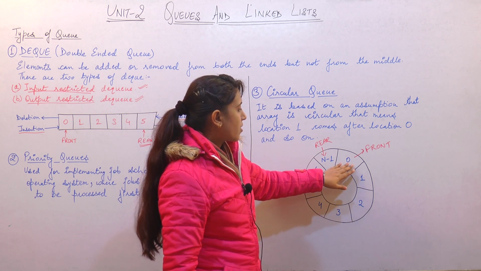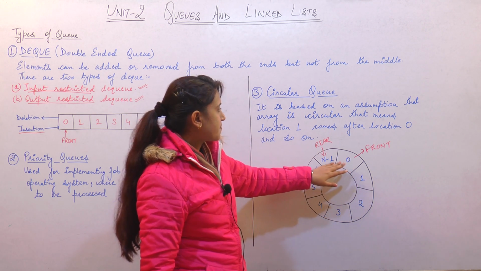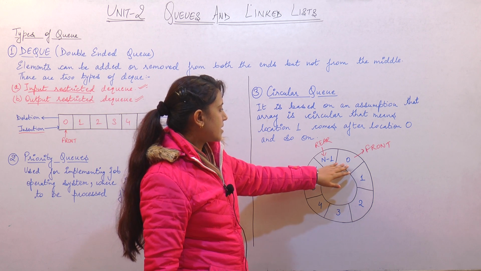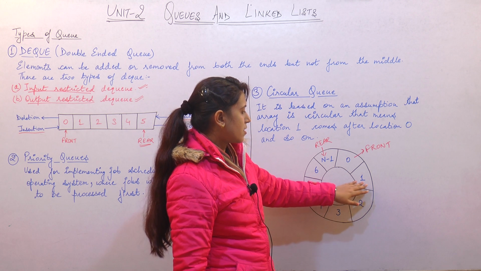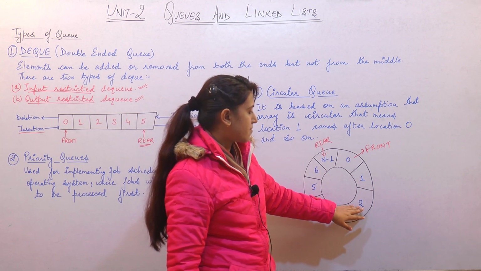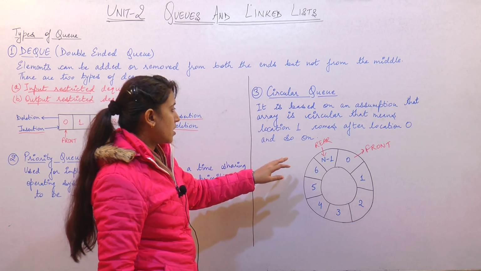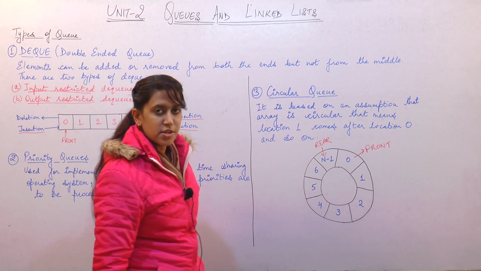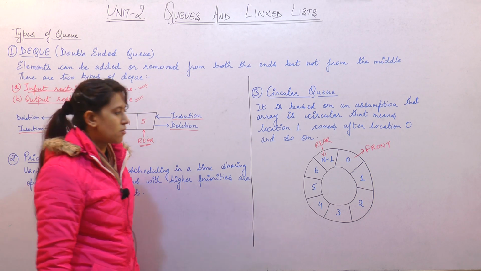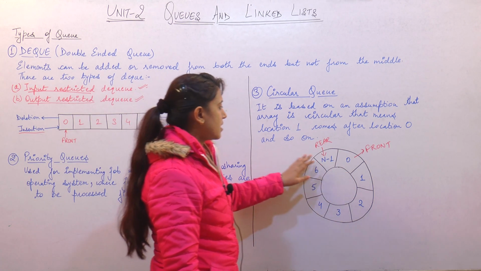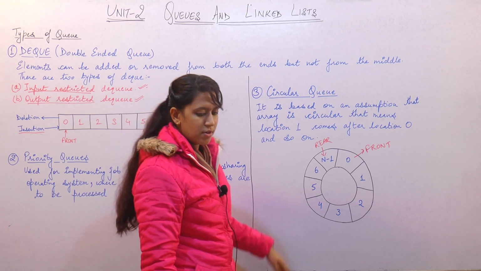So location 1 is coming after location 0, location 2 is coming after location 1, location 3 is coming after location 2, and so on. So the last location of this array will come after the first location of the array. That's why we are calling it a circular queue.